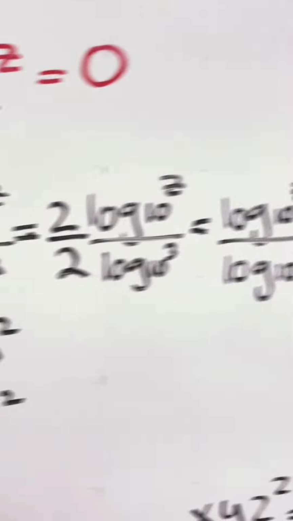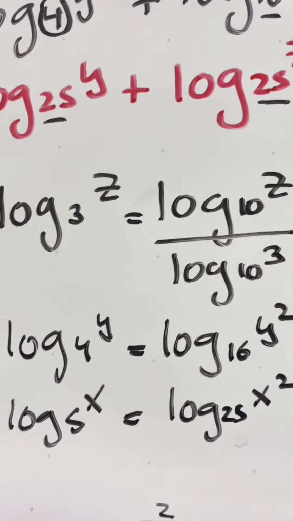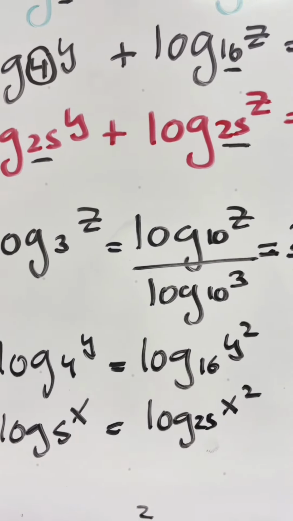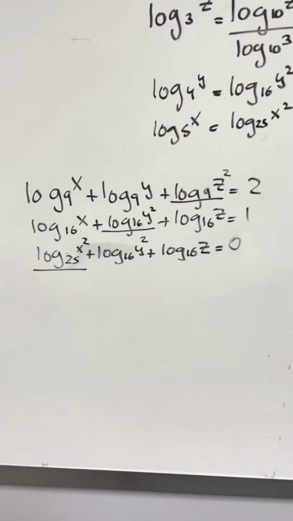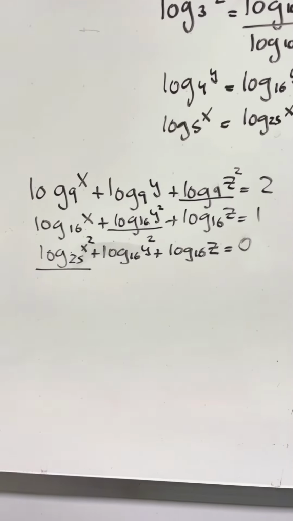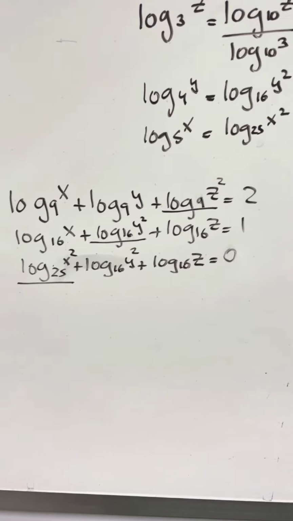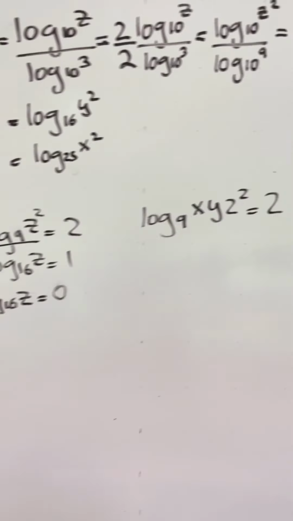We can extend the same logic to log base 4y, which is equal to log base 16y squared, and log base 5x is equal to log base 25x squared. And after making those substitutions into the original equation, we notice that all of our bases are now the same. This allows us to then use the product rule.